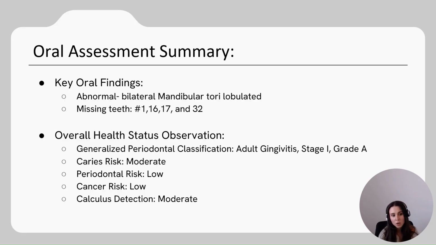For their overall health status observation, generalized periodontal classification showed that the patient had adult gingivitis, stage 1, grade A. For their caries risk, it was moderate, periodontal risk was low, cancer risk was low, and calculus detection was moderate.